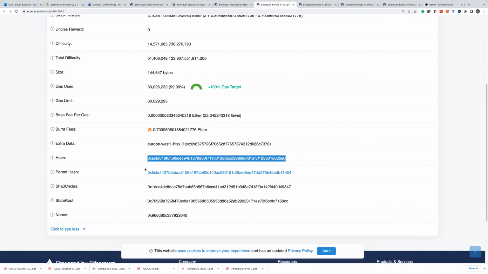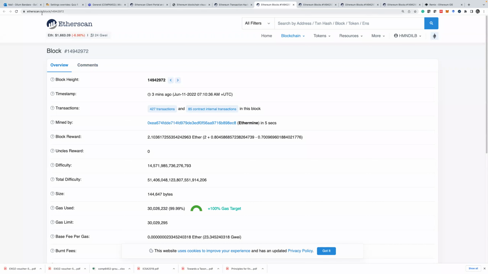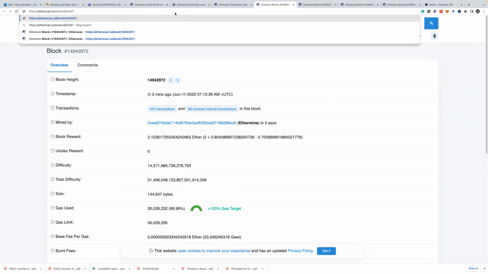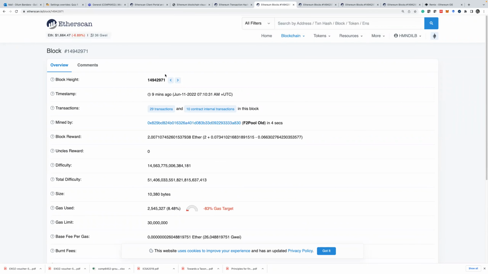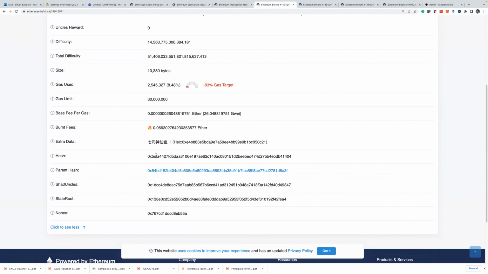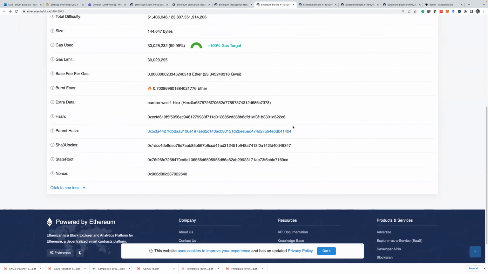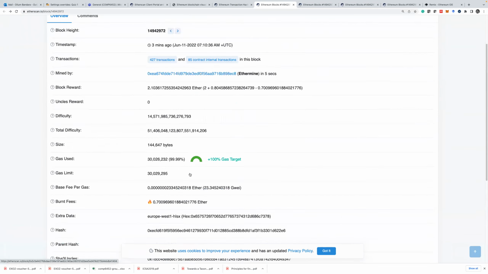And the parent hash is the block before. So this is 972. We can try to go to 971. Yep, and if you just notice the hash, let's say the current hash starts with 5Z and ends with 404. If you look at this one, the parent hash is that one, 5Z 404. And if you have uncles, you will also have some additional things, and there is this thing called nonce, which I will talk about later as well.